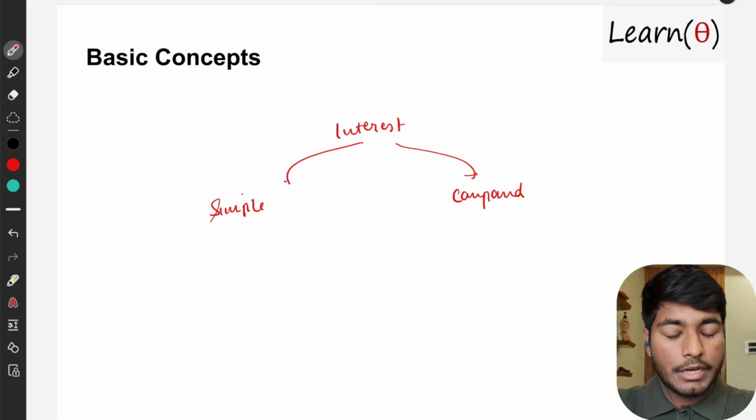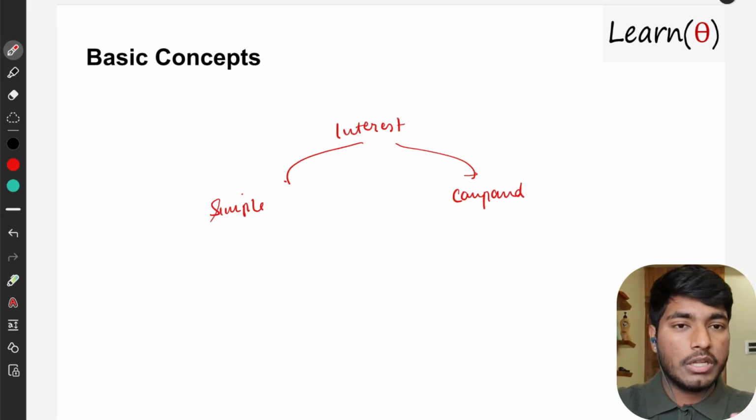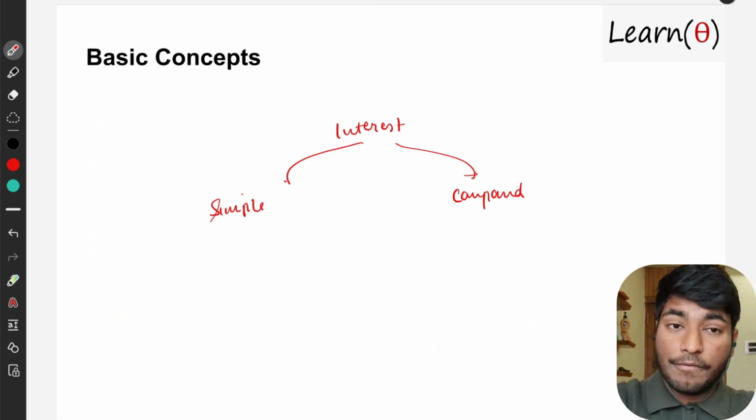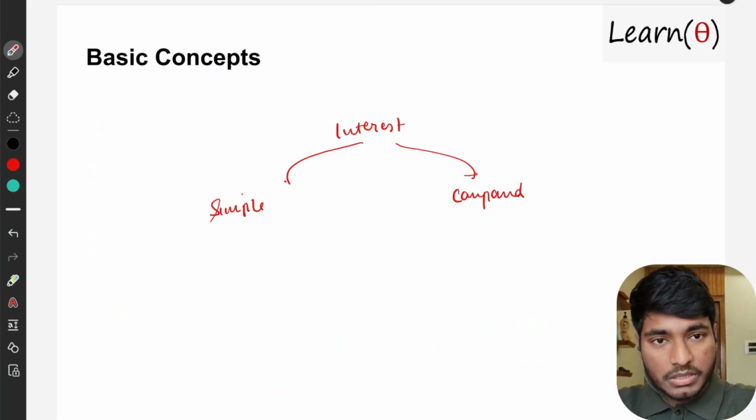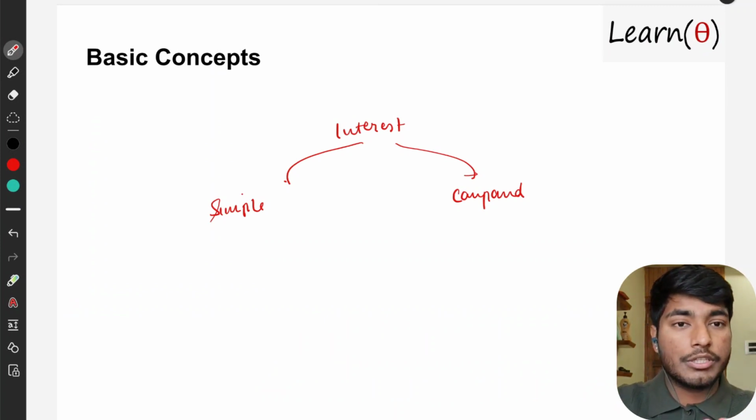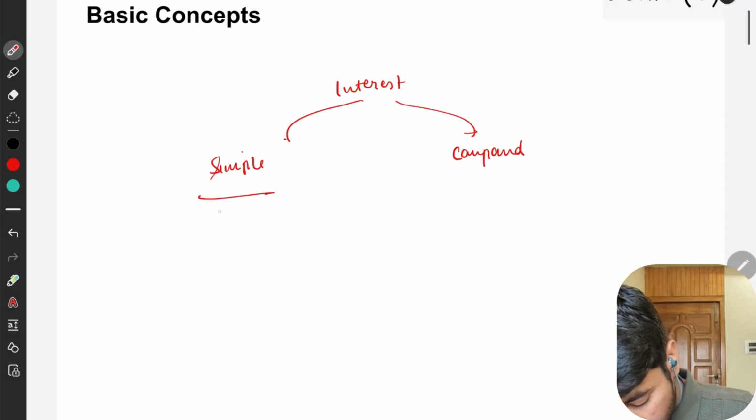Now take the other scenario, in case of compound interest. Compound interest says that if I have given you 1000 rupees for 10 days at 5% interest, that means after the first day 5% will be added: 1000 plus 50, 1050. So for the next day, 5% will not be on rupees 1000, it will be on rupees 1050. Are you getting this?